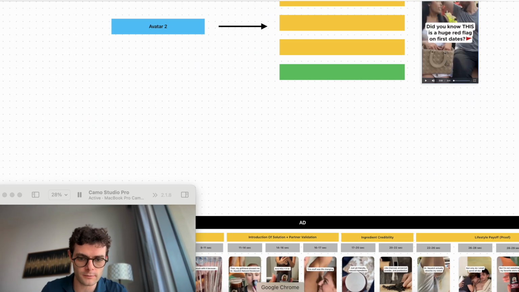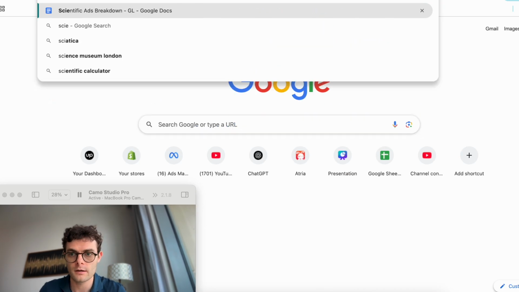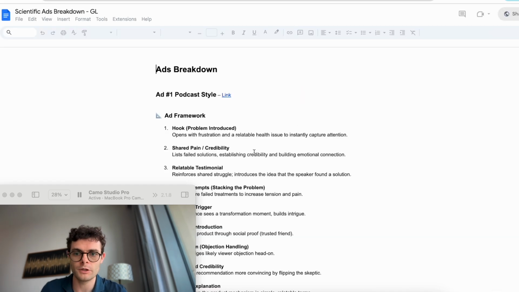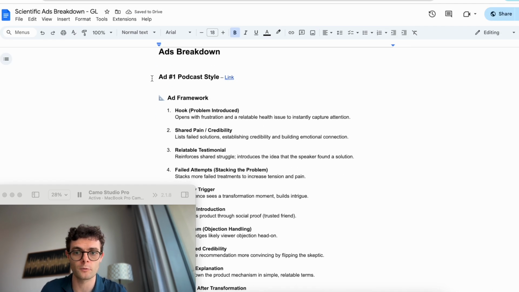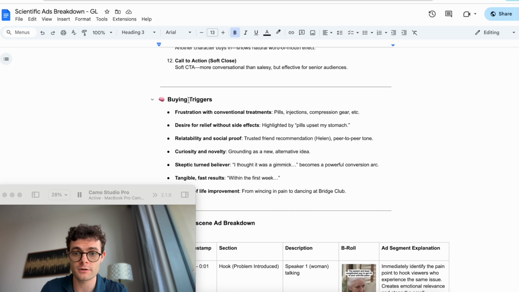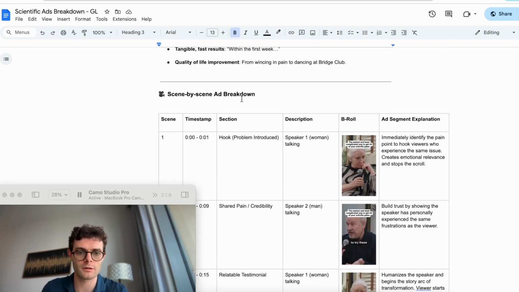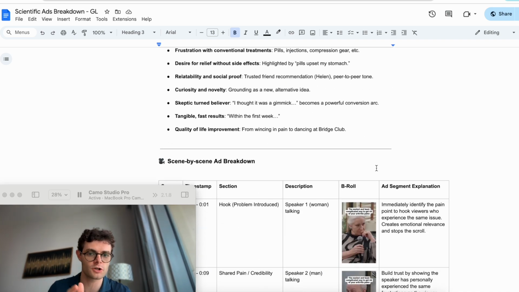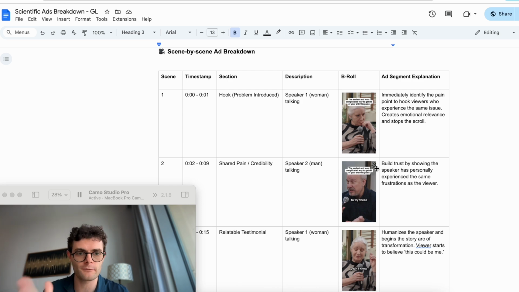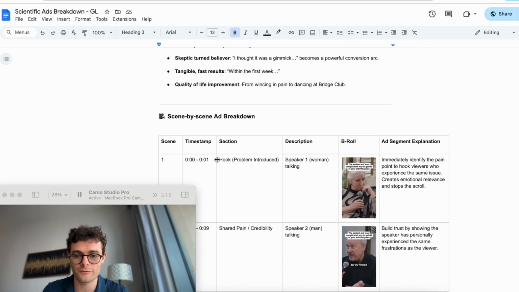So we want to do that. We actually have a document called the scientific breakdown document, and we do this exact same process. We basically find winning ads. For example, a winning ad was a podcast style for this client, and we break down the ad by the framework, by the triggers, analyzing buying triggers and desires, and then a scene by scene breakdown, which is what I just showed you. I've gone through this document many times also in my other videos, so I'm not going to touch too much base on it right now, but everything is structured. It's like a 40-page document for one client, and so we go really, really in depth.